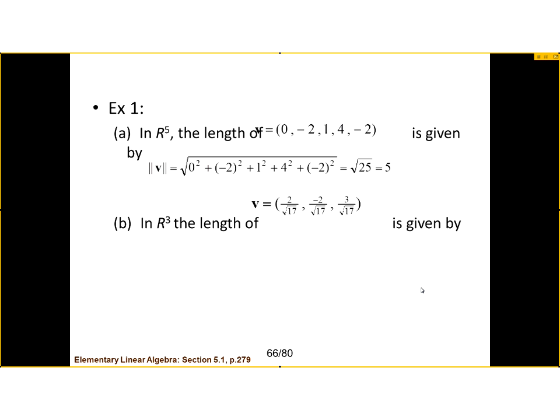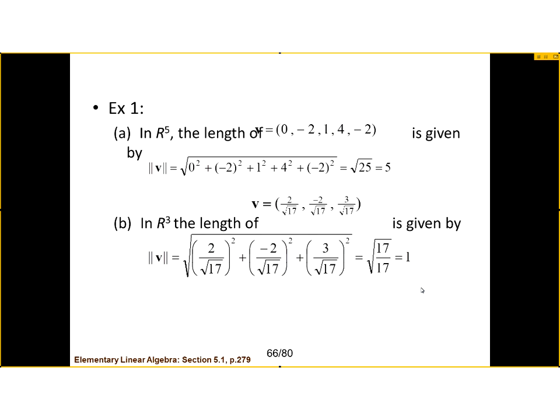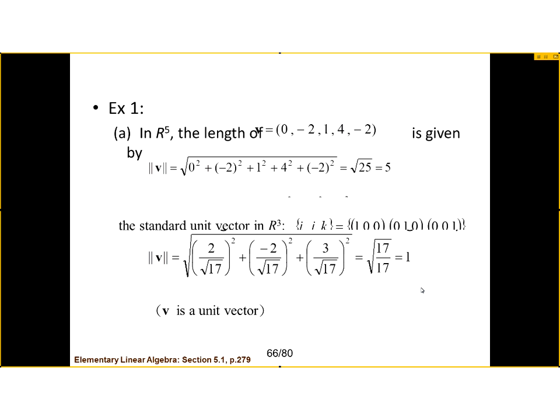Similarly, if we are going to find the norm of v equal to (2/17, -2/17, 3/17), again we take the norm by squaring and adding all the components. So we square and add them, and we get the norm. This is the definition of the norm: squaring and adding all the components i, j, k. It is called the norm or length of the vector. So v is a unit vector.